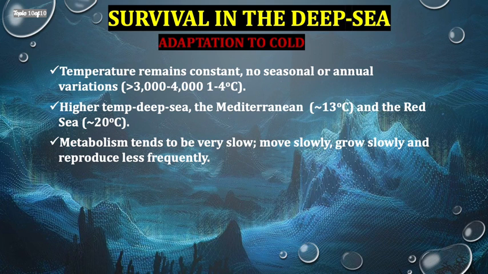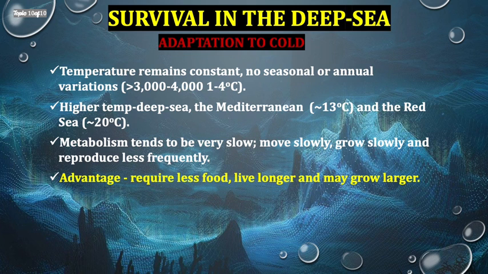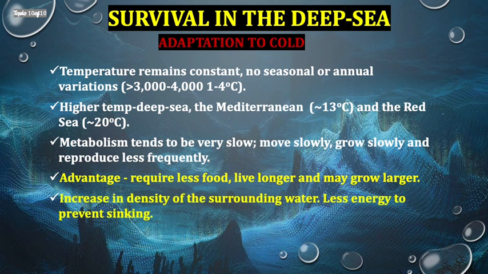Perhaps the most common adaptation to a cold environment is, of course, to slow down your metabolism. By doing that, organisms must move slowly, grow slowly, and even reproduce less frequently. However, cold temperature brings an advantage for the organisms living there because they actually require less food, or they may live longer in comparison with the animals in the photic zones. And also, they may grow larger in size.